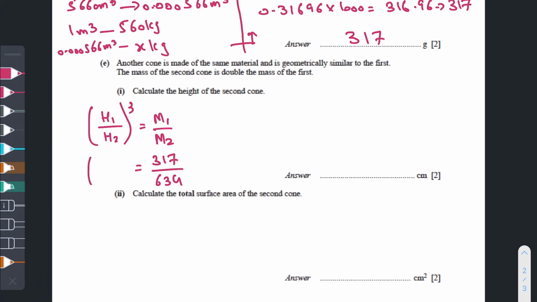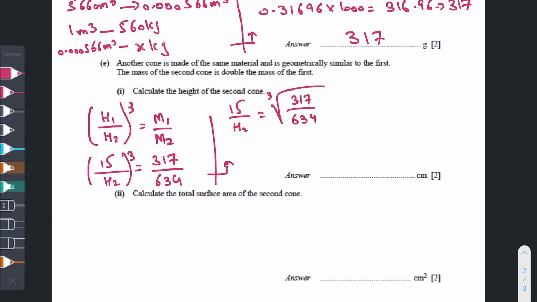The height of the first cone is 15 and the height of the second cone is unknown. So you cube this. Let's see what we get. The values that we get are 15 over h2 and find the cube root of 317 over 634. When you solve this further, this becomes h2 is equal to 15 over the simplified value. If I plug this into the calculator, I get 0.7937. So the height of the second cone comes out to be 18.9. This is the height of the second cone.